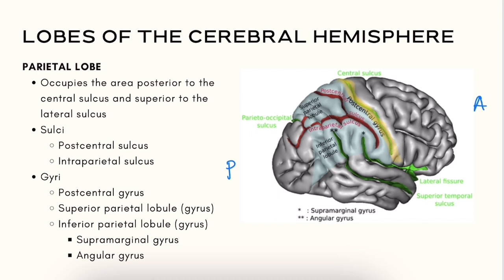So the sulci of the parietal lobe, we have our post-central sulcus and our intraparietal sulcus, and behind the central sulcus you will find your post-central gyrus. Okay, so this is our post-central gyrus right here. There we go. And then you will find your intraparietal sulcus, and superior to that you will find your superior parietal lobule or gyri, and then your inferior parietal gyri.